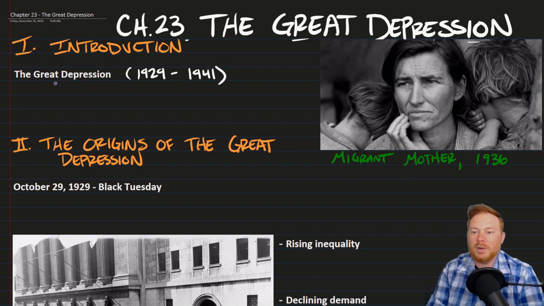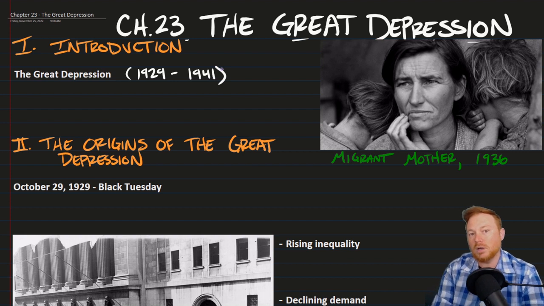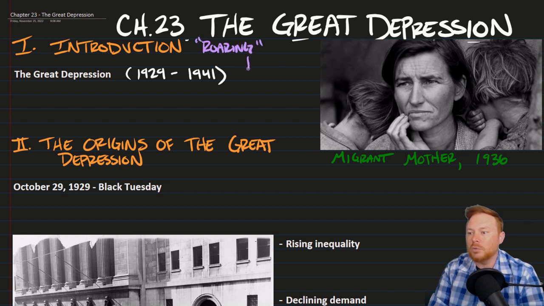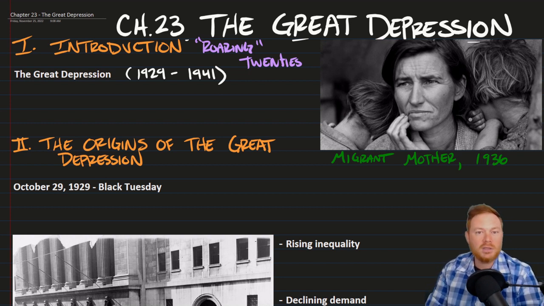And when we think about the Great Depression or the decade of the 1930s, we want to also keep in mind the decade that preceded it, and that was last chapter. And that was sometimes as they call it, the quote unquote roaring 20s. And this was a period of economic prosperity. It was a period of economic growth, of the rising material standard of living, a time period where people believed that poverty had been eradicated.